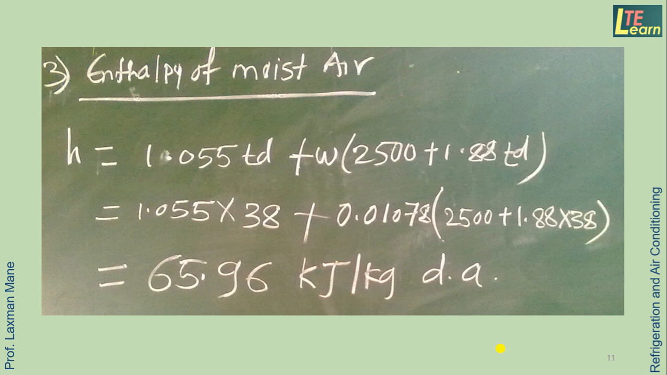Last is enthalpy of moist air. For calculation of this we need a formula. So first of all, H is equal to 1.055 times dry bulb temperature plus specific humidity into bracket 2500 plus 1.88 times dry bulb temperature. Here put the dry bulb temperature in degree Celsius. This is the specific humidity calculated. Here is the dry bulb temperature in degree Celsius. So we find enthalpy of moist air in kilojoule per kg of dry air.